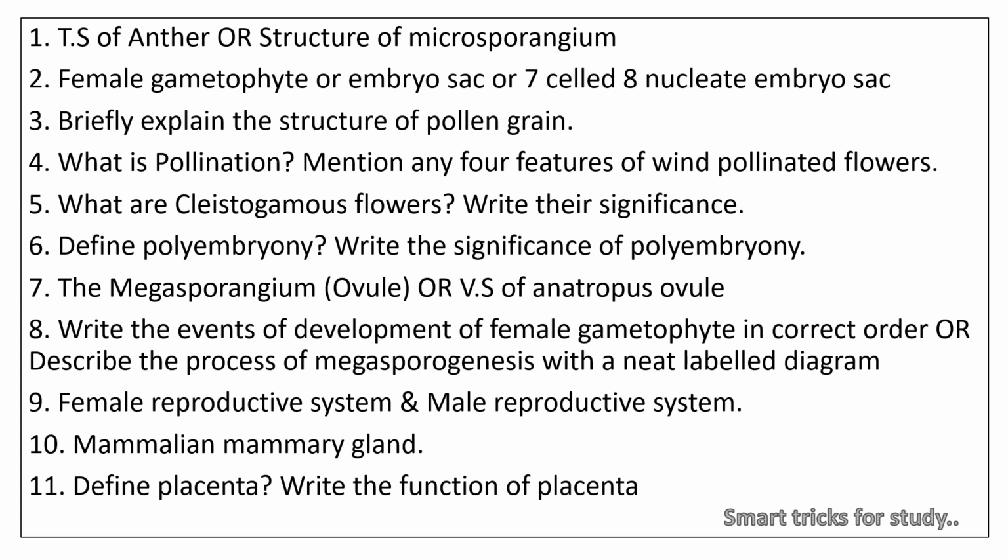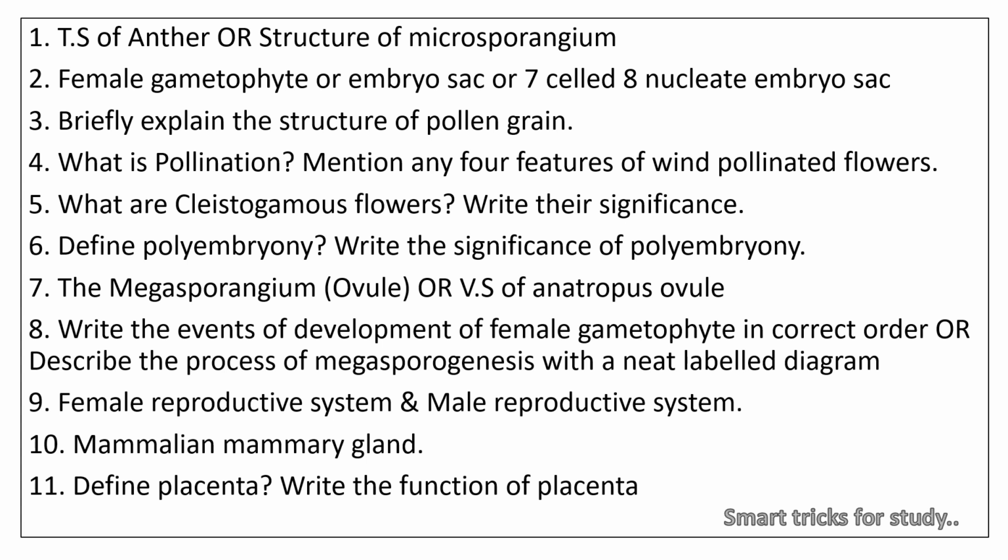1. TS of anther or structure of microsporangium. 2. Female gametophyte or embryo sac or 7-celled 8-nucleate embryo sac. 3. Briefly explain the structure of pollen grain. 4. What is pollination? Mention any 4 features of wind pollinated flowers. 5. What are cleistogamous flowers? Write their significance. 6. Define polyembryony.